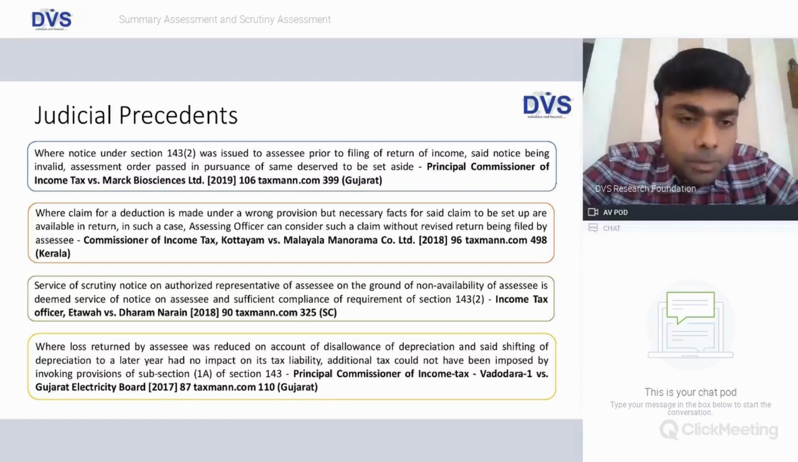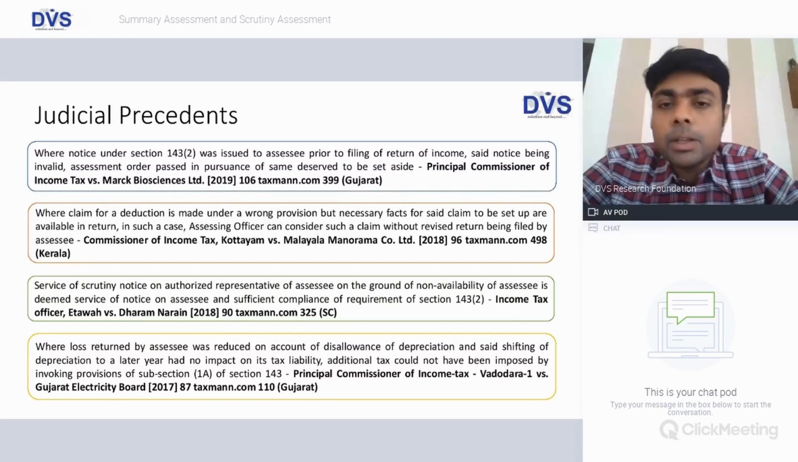So let's look at a few interesting cases. Notice under 143.2 was issued to the assessee prior to filing the return of income.